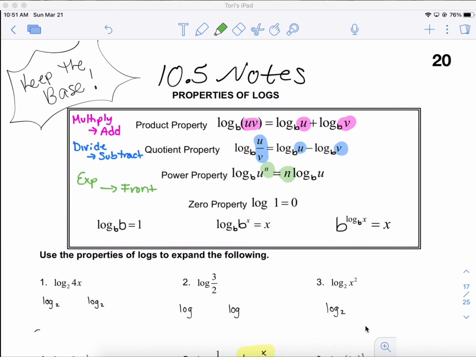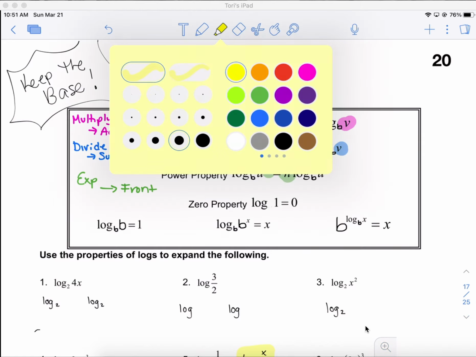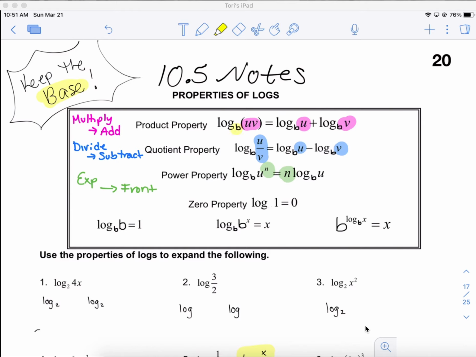Biggest thing I can remind you is whatever your base is, and so let me kind of make that yellow. Whatever your base is has to stay through the whole thing. Okay, so that is not ever changing. Let's go ahead and get started with a couple of these so you can see what I'm talking about.